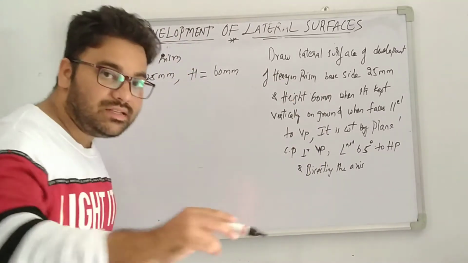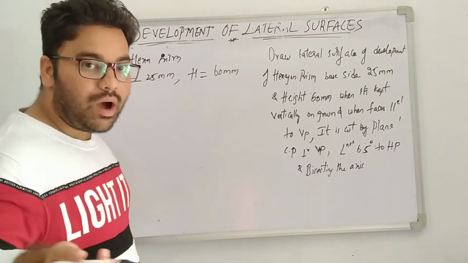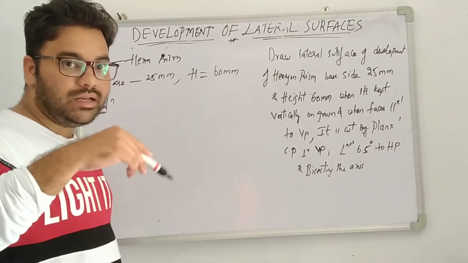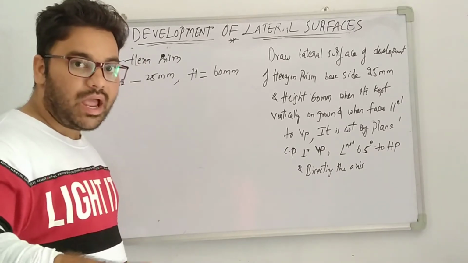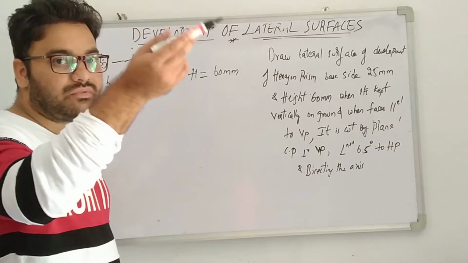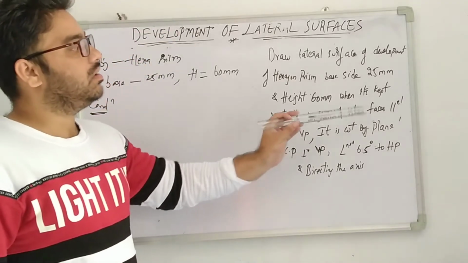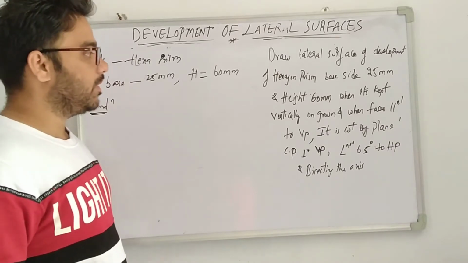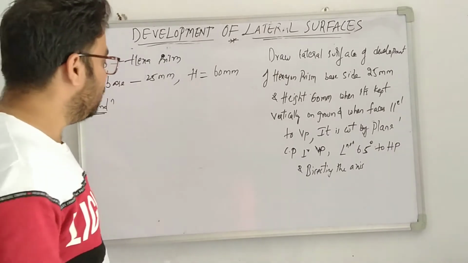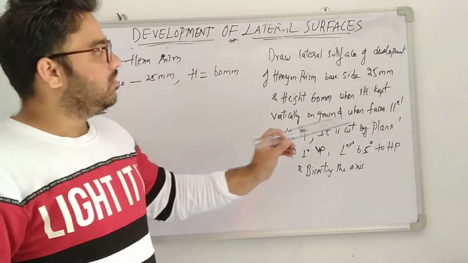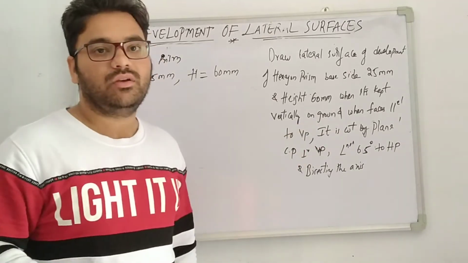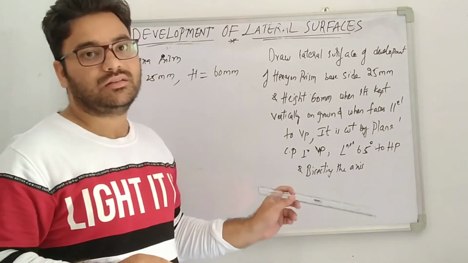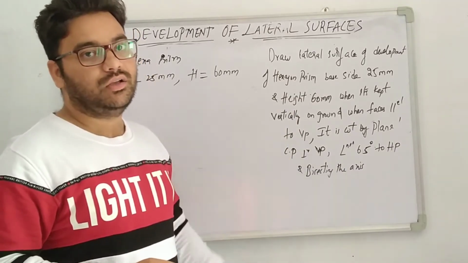Simple. If the base edge is perpendicular to the VP, as in the previous problem, the pentagon is drawn in the HP with the base edge perpendicular to the reference line. Here also, the faces should be parallel to the VP. You can watch my projection of solids part 2 video. All charts are prepared, so watch that chart and you will get it clearly.